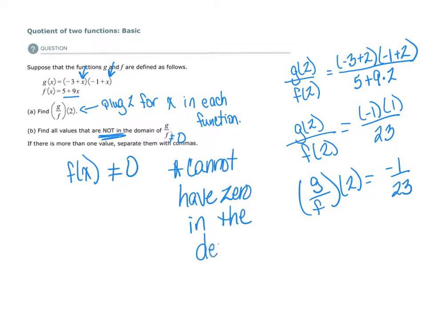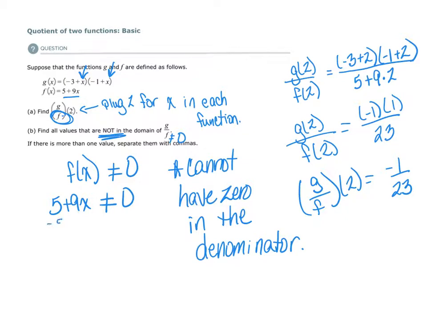Now, what some students do in this situation is they plug 0 in for x. We are not plugging 0 in for x. We are setting the denominator, and the denominator is f of x, equal to 0 so that we can find out what it can't be. So I have 5 plus 9x, which is f of x, which is what's in the denominator, and I set it equal to 0 to solve.